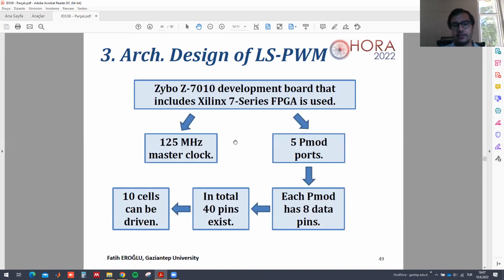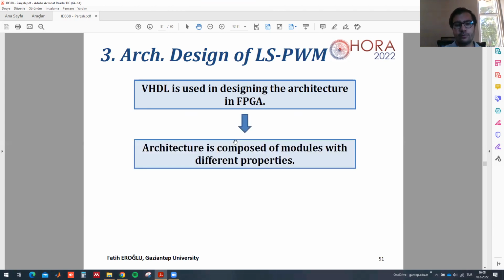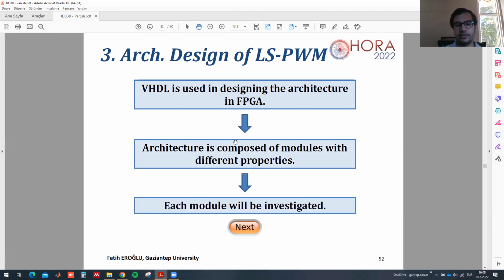So it's very possible, and very advantageous, to use FPGAs in multi-level converters. The architecture is composed of modules with different properties, and these modules we will investigate next.